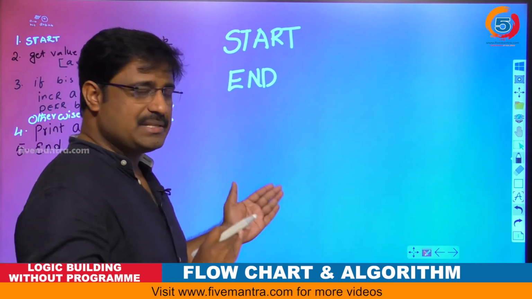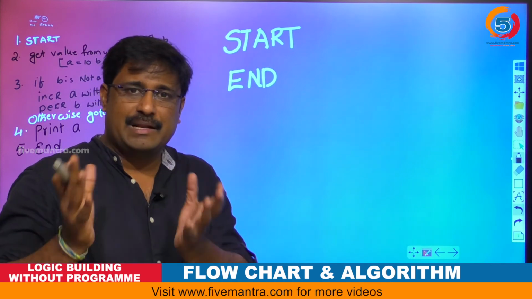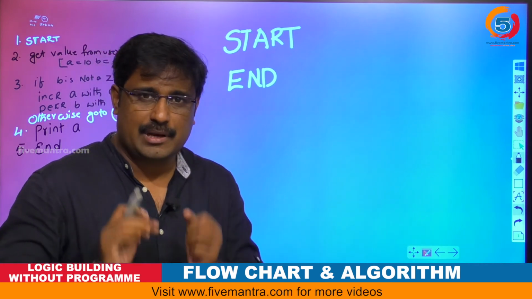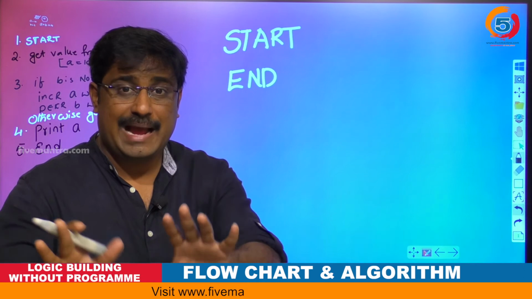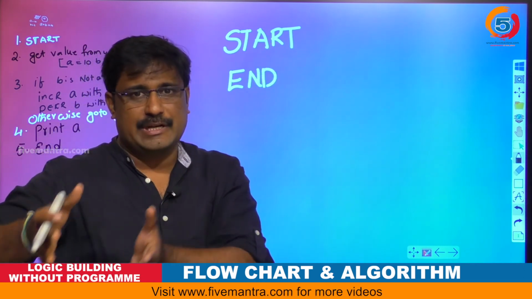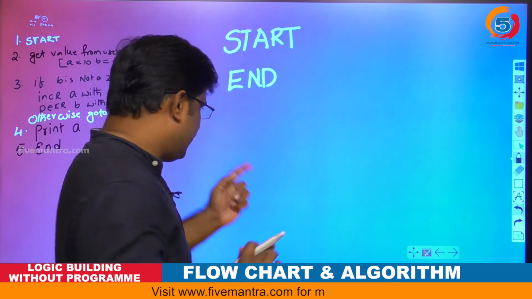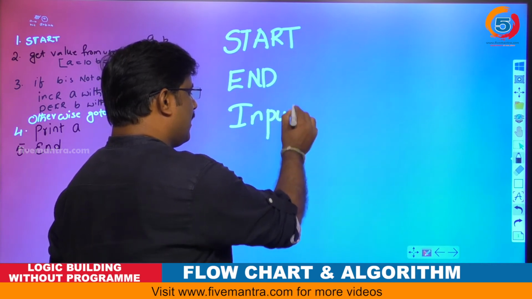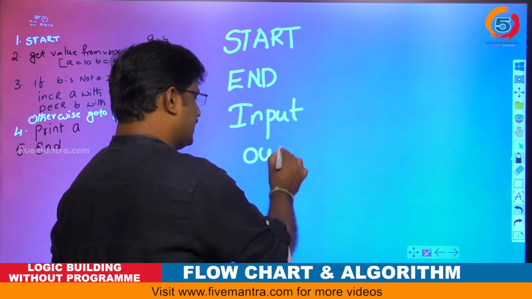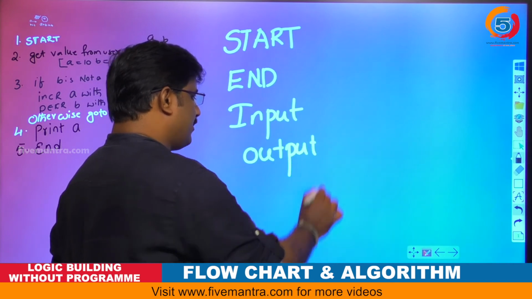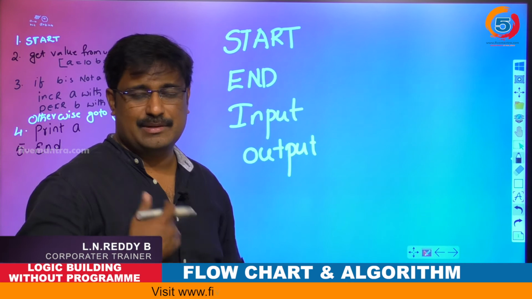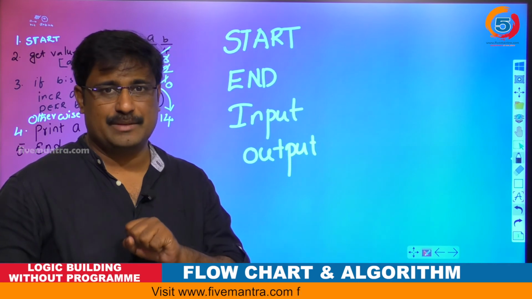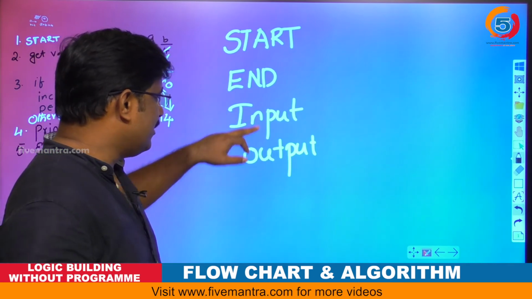Once start and end are done, I have to define variables, write some static code, get data from the user, and print to the user. I have to do the process, and I have to flow the data. These are the 5 steps I have. The first one is how to represent input and output. In the previous program, getting a value from the user is my input, and printing a value is the output. How do we represent these two pictorially? One is input and output.